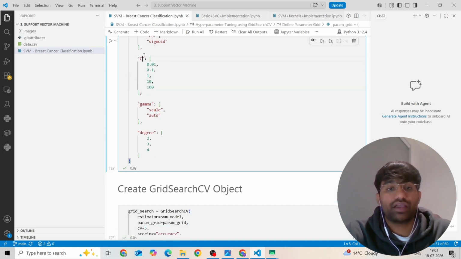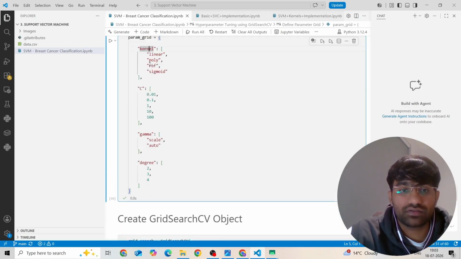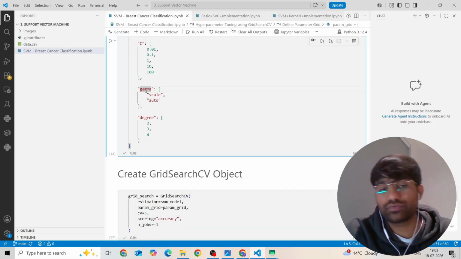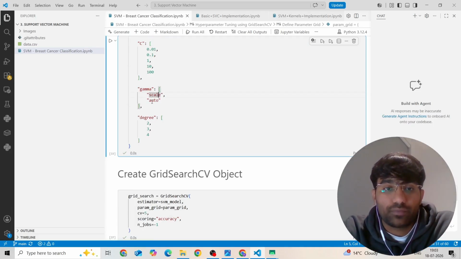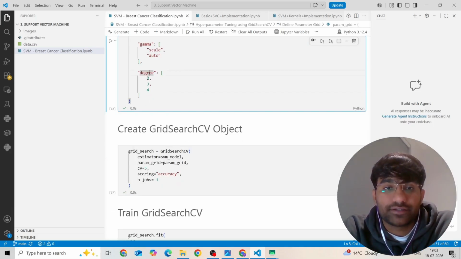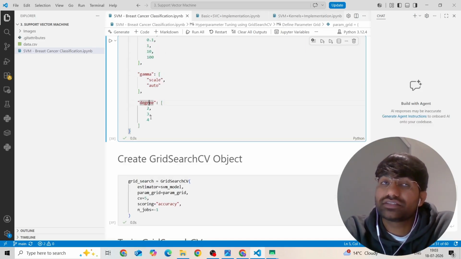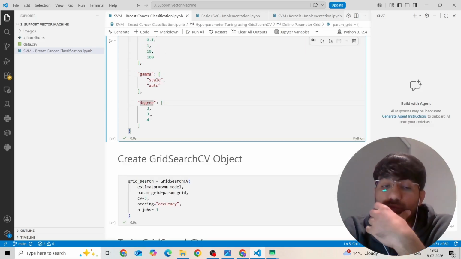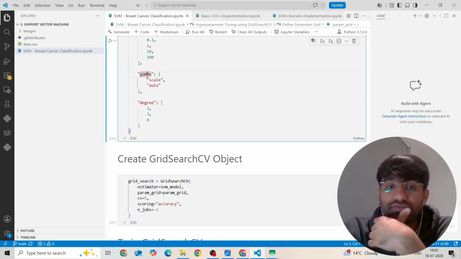Then gamma value. I have explained the hyperparameter, the kernel, and the gamma, how the gamma value is calculated. Scale and auto. And then the degree: 2, 3, and 4. See, degree is not used in linear, degree is not used in sigmoid, degree is only for the polynomial kernel. Gamma is only for the RBF kernel.